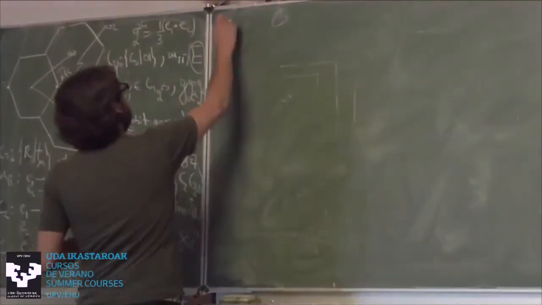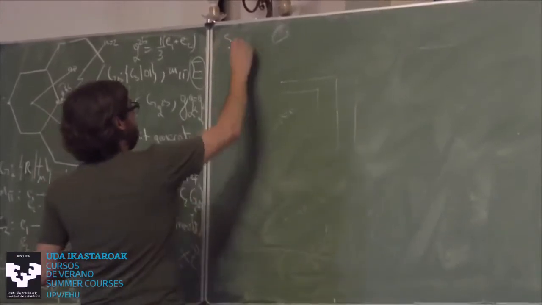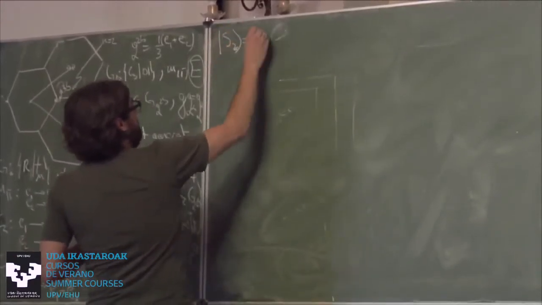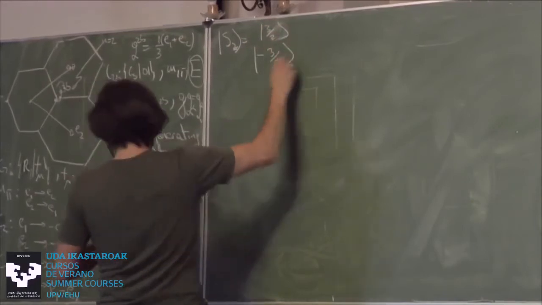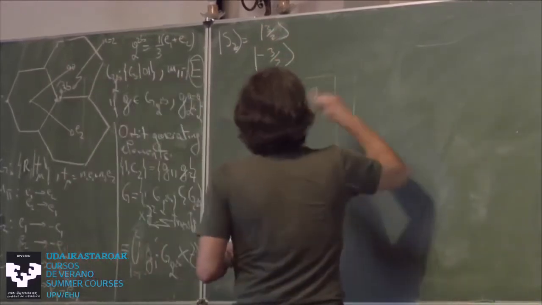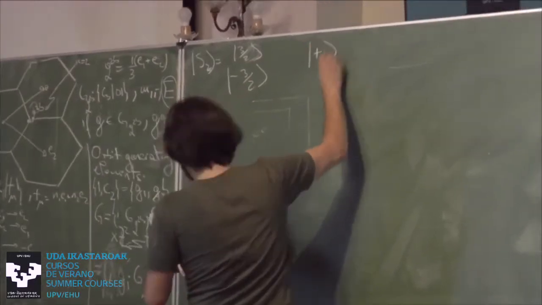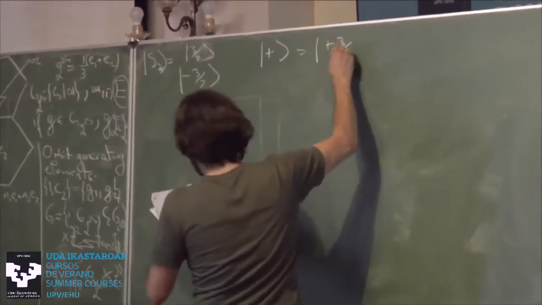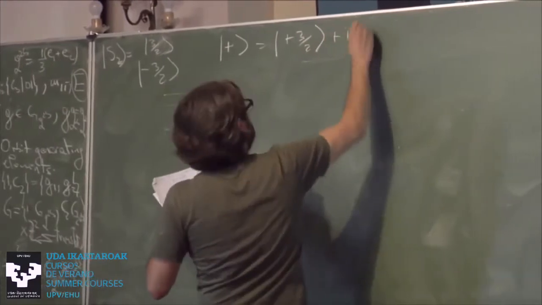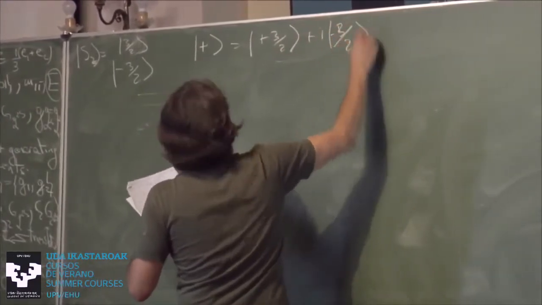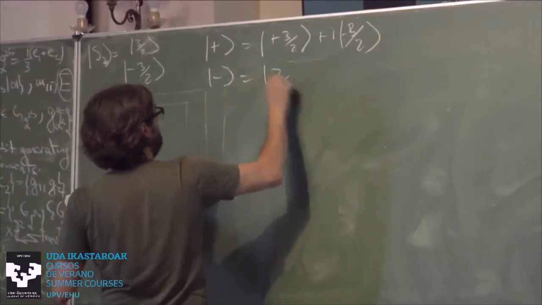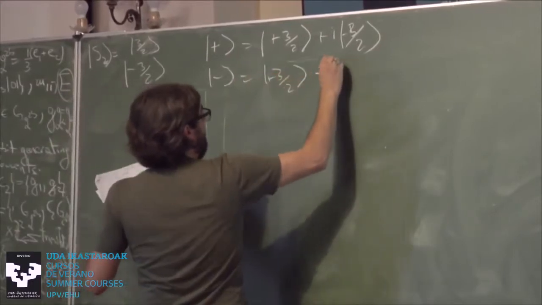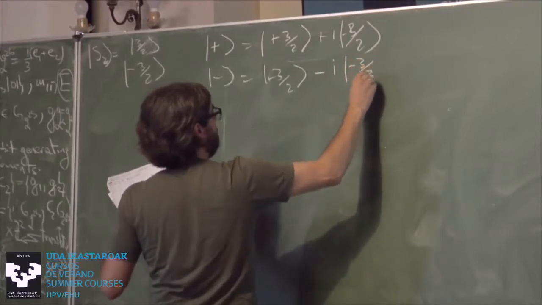So you can write it down as 3x3, but I'll just do something simple. I'll just look in the SZ basis. So for spin 3/2 in the SZ basis, I have 3/2 and minus 3/2. Now I form these states. State plus is plus 3/2 plus I times minus 3/2. And state minus is SZ equals 3/2 minus I times minus 3/2.